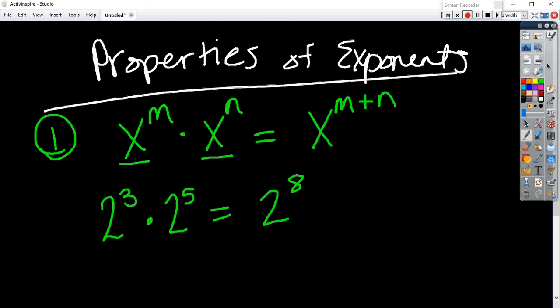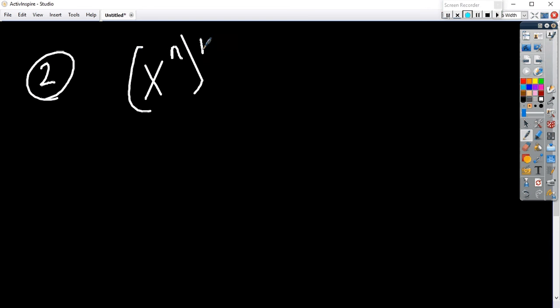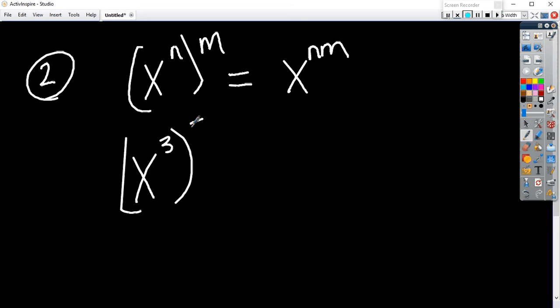The next property. If I take something, let's call it x, and it's already raised to a power, and I raise it again, what do I do with those exponents? Multiply them. So this becomes x to the nm. Okay? Or if it was x to the 3rd, we'll use that same 3 and 5. Then it becomes x to the what? 15. Yes, no, maybe so? Okay.